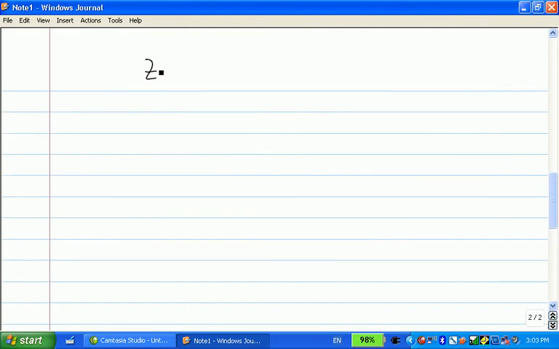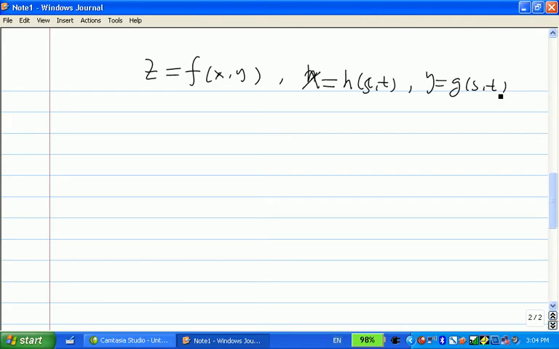Okay. As I told you, for functions that depend on more than one variable, the chain rule is not just one formula. There are many situations. The second example is where z depends on x and y. Then x depends on two variables, s and t, and so does y, which depends on g of s and t. Therefore, z eventually depends on s and t, two variables.